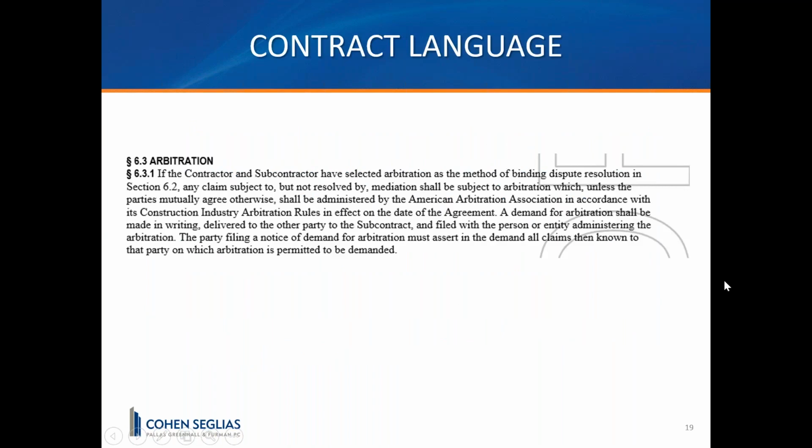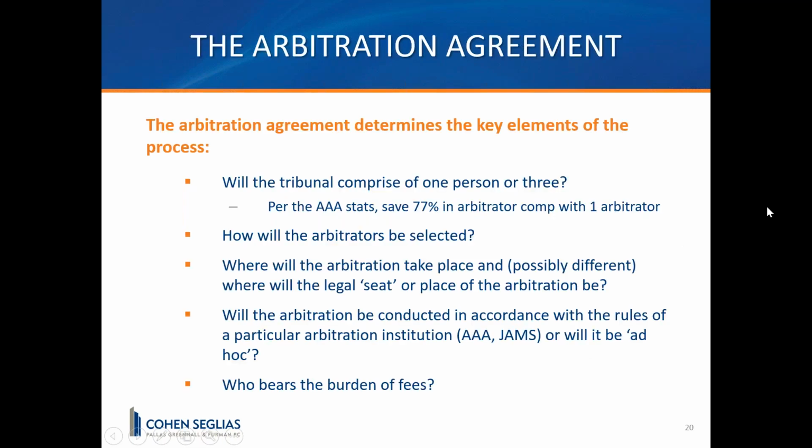This is a portion of the contract language from the standard American Arbitration Association contracts, AIA contracts. The AIA has a connection, and has for probably 100 years, with the American Arbitration Association. So whenever you see an AIA contract and arbitration is checked off, it's going to be through the American Arbitration Association unless it's been revised. And the arbitration agreement determines the key elements of the process. So you have to read them very carefully.